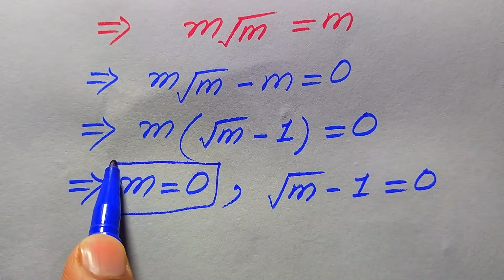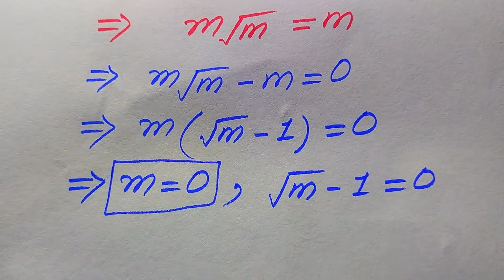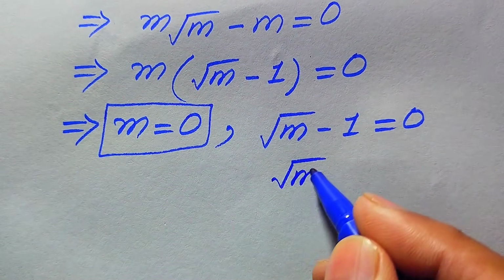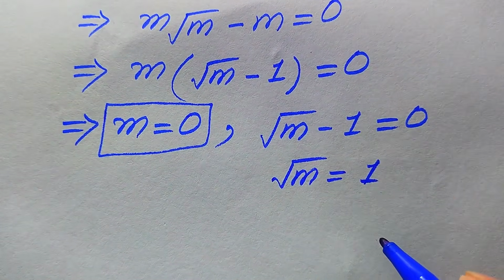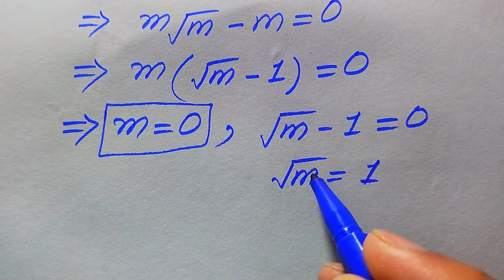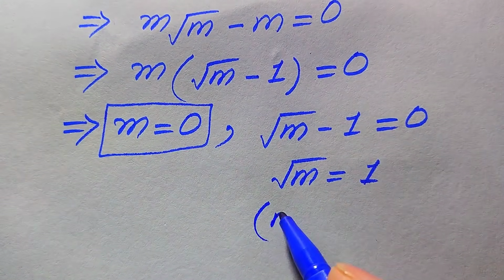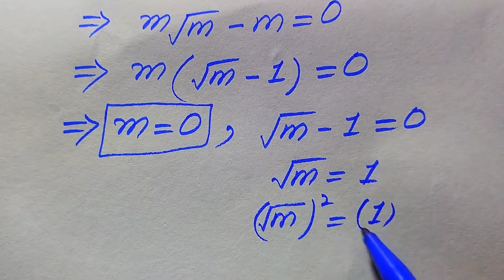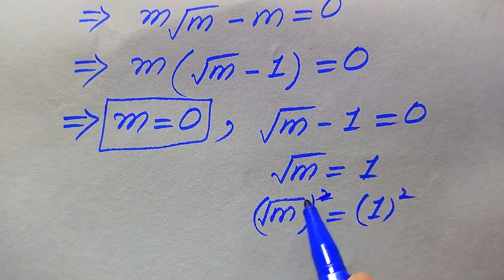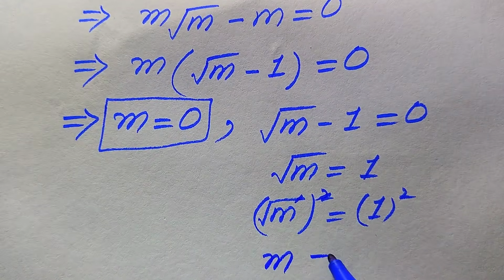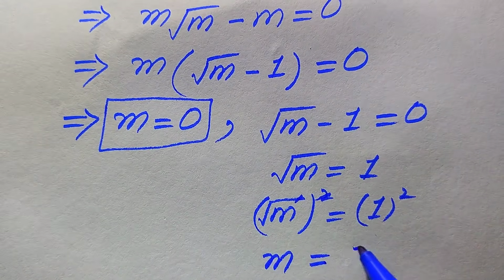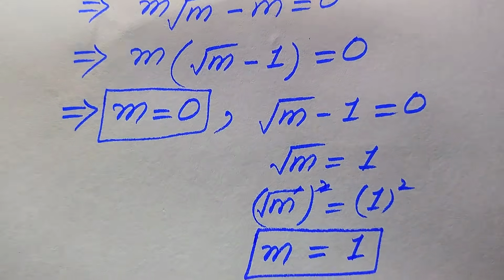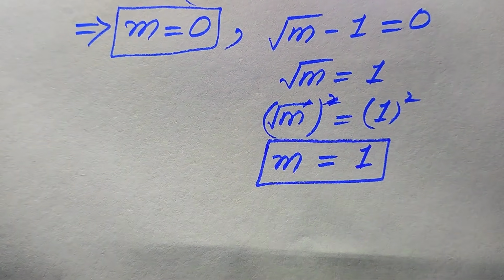This is the first root of the given equation, and for the other roots we need to solve the second case. We move minus 1 to the right hand side, and it becomes square root of m equals 1. To remove the square root sign, we square both sides, and the square and the square root are gone, and we get m equals 1 square, and 1 square equals 1. So this is the value of m which we get in the first method.